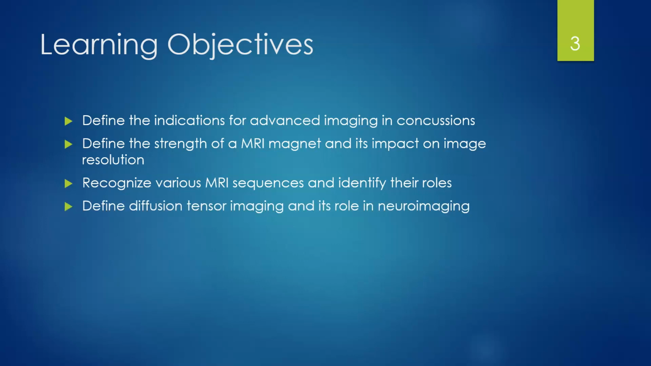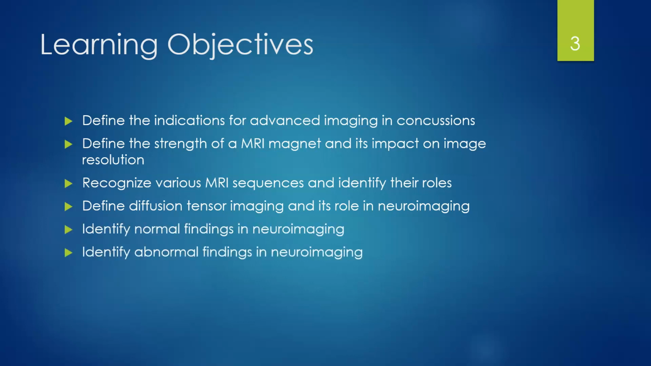More specifically, I want you to be able to define diffusion tensor imaging, or DTI, and its role in neuroimaging. Identify normal findings in neuroimaging as well as abnormal findings, so you can look at that and see what looks normal, what doesn't, and make heads or tails of these things.